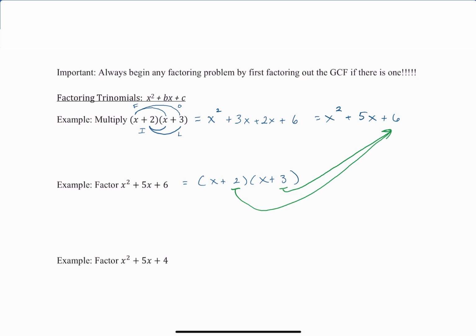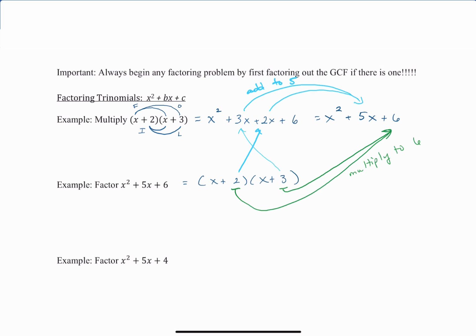Also, the 2 and the 3 are going to give you those two x terms when you multiply out x plus 2 times x plus 3. And they have to add to give you the 5 on the x in the middle. So the two numbers we see in the parentheses have to multiply to 6, and they have to add to 5.